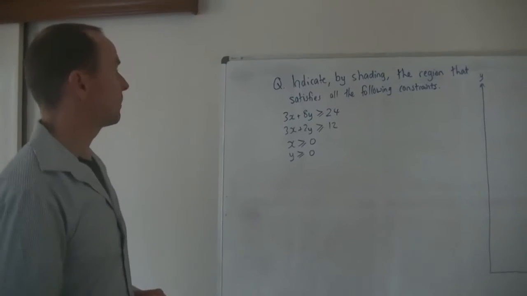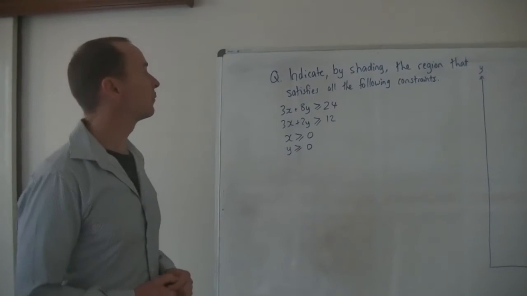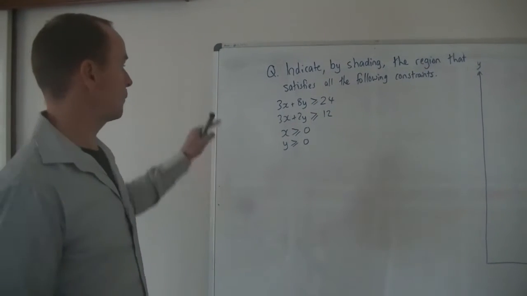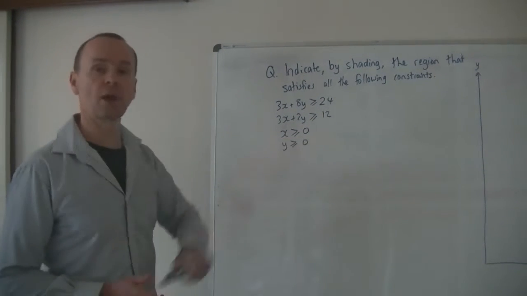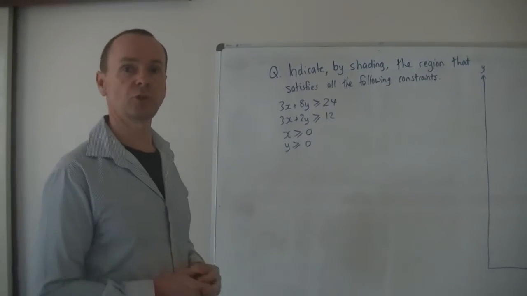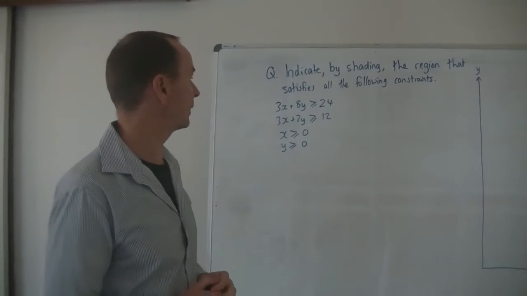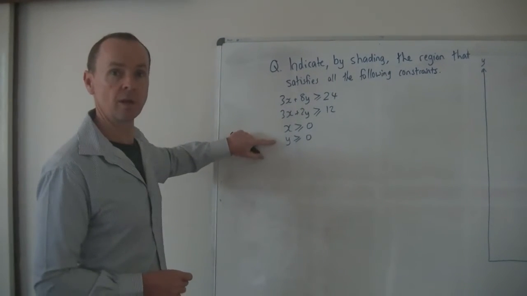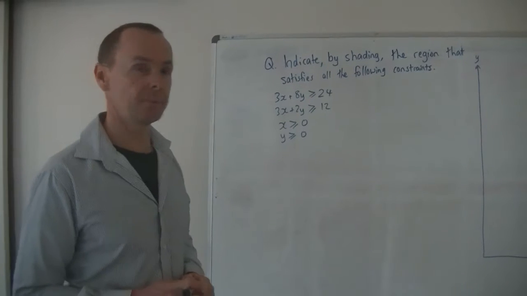Another example: indicate by shading the region that satisfies all the following constraints. At the moment, we're giving you the constraints and asking you to graph it and then shade in the region required. The harder questions, which you'll do next exercise, which is the last one, give you a whole bunch of words and you have to come up with these constraints yourself. And that's the trickiest bit.